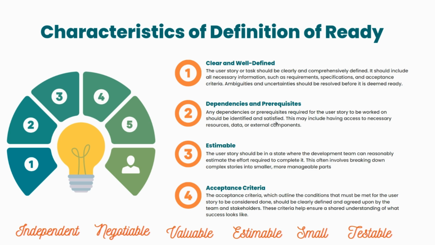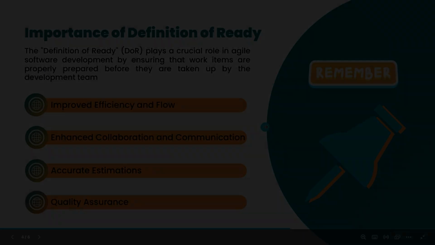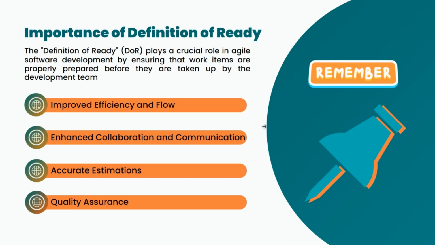Okay. Now let's move to our next topic. Importance of definition of ready. It is very important by the points we have discussed so far. Definitely, it makes some sense. So definition of ready plays a very crucial role in agile software development by ensuring that work items are properly prepared before they are taken up by the development team. So preparation is needed, and we have done the preparation. So that is the importance of it. If the preparation is done, then definitely we will be able to reap the benefit out of it.